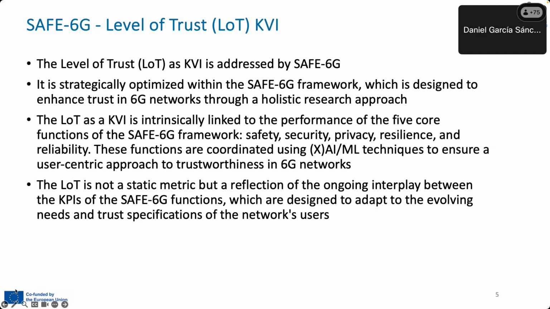Level of trust is intrinsically linked to the performance of the 5 core functions of the Safe6G framework, which are the same as the pillars I've said: safety, security, privacy, resilience, and reliability. These functions are coordinated using explainable AI and ML techniques to ensure a user-centric approach to trustworthiness in 6G networks. As we explained here, level of trust is a dynamic KPI which depends on several KPIs, which are evaluated from Safe6G functions and are adapted to the evolving needs and trust specification of the network's user.